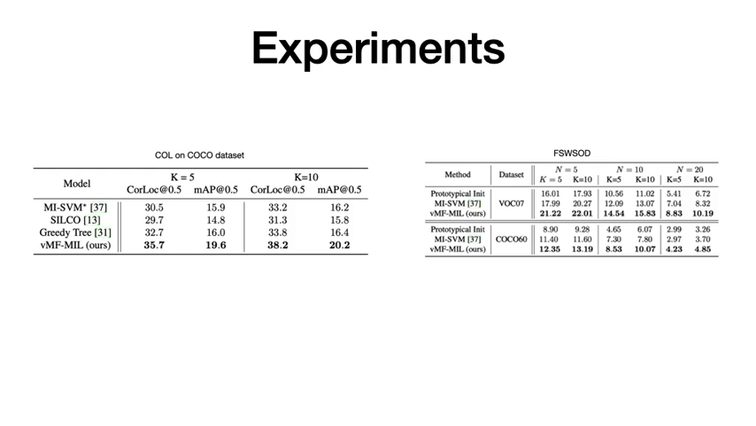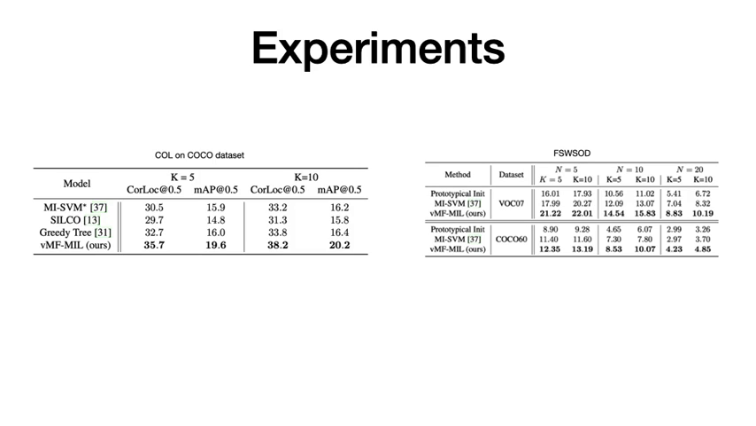We evaluate our algorithm in the task of Common Object Localization, shown in the table on the left side, and few-shot weakly supervised object detection, in the table shown on the right side. For the Common Object Localization task on the COCO dataset, we compare ourselves with Silco and Greedy Tree, the state of the art for these tasks, for 5 and 10 shot support set sizes. And in all these cases, our algorithm outperformed the state of the art.